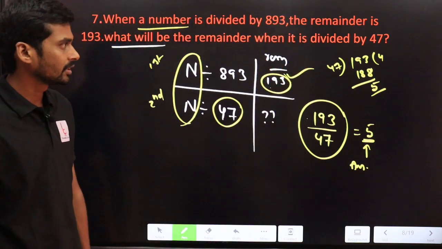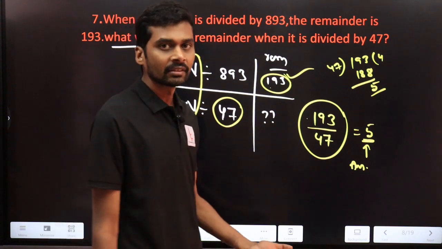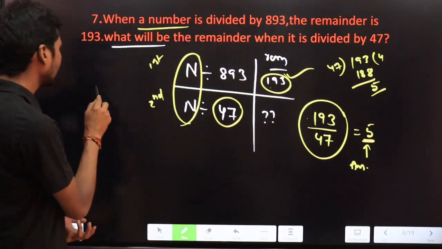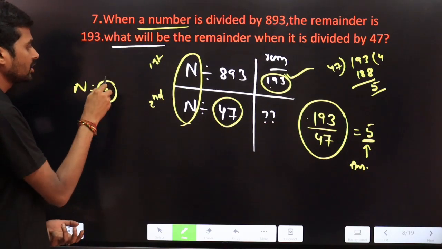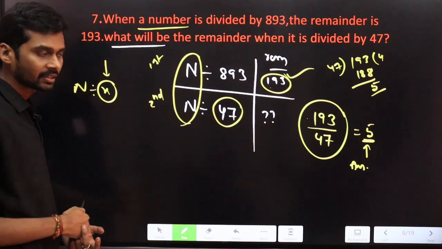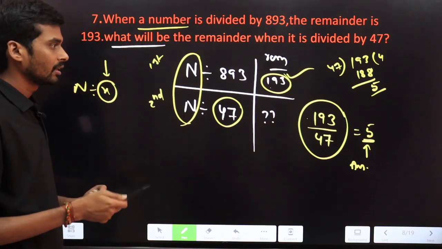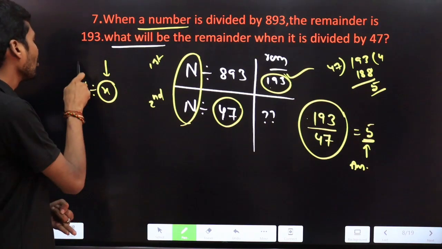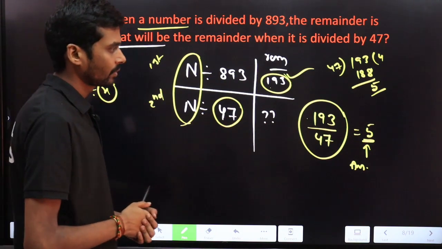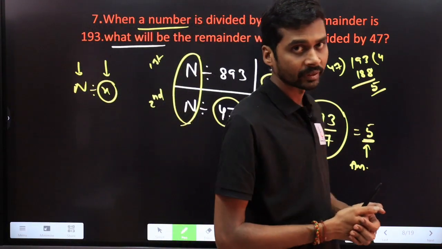Okay, is it clear? So this is the second case. In the first case, when a number is divided with a number, the divisor part is same. That is the first condition, the first type of problem. And in the second type of problem, we have the dividend part same. So then we have to approach this method.